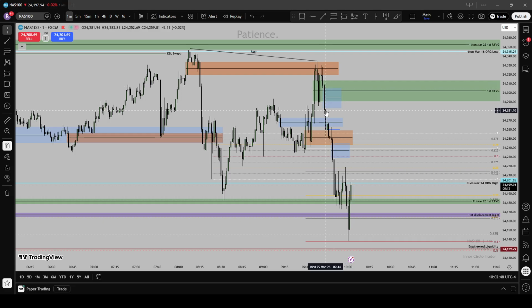Now my entry was there as we close below the first presented, and then again the first one leaving the first presented, this fair value gap. I was okay with permitting them to go into that because my stop loss was there.